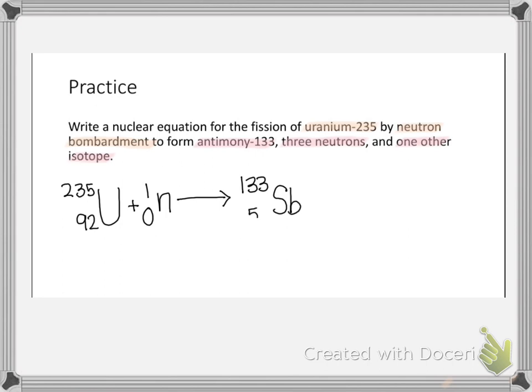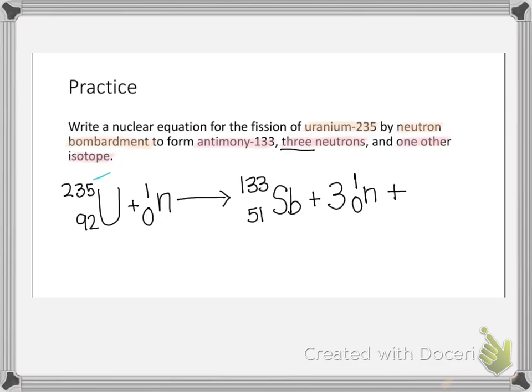So there's our antimony, plus 3 more neutrons. It says there's 3 right there. Neutrons, and then 1 other isotope, so we need to figure that one out. Now we're going to use the things that we've done previously to figure them out. We have to have the sum of the mass numbers equal on both sides and the sum of the atomic numbers equal on both sides.